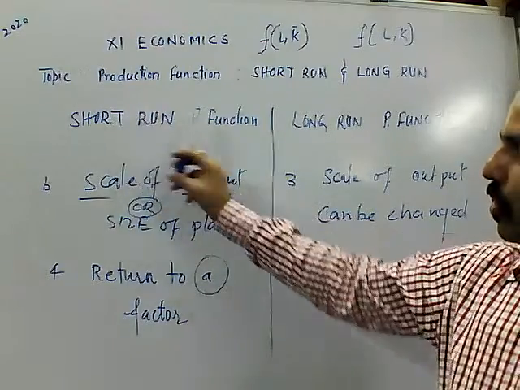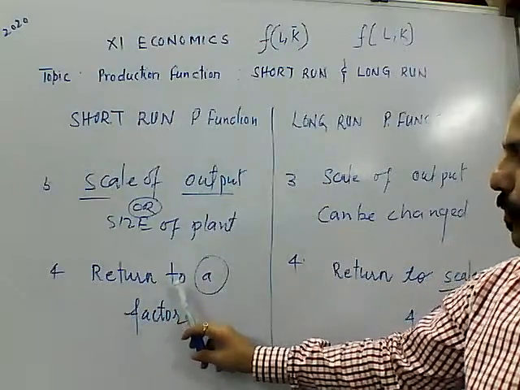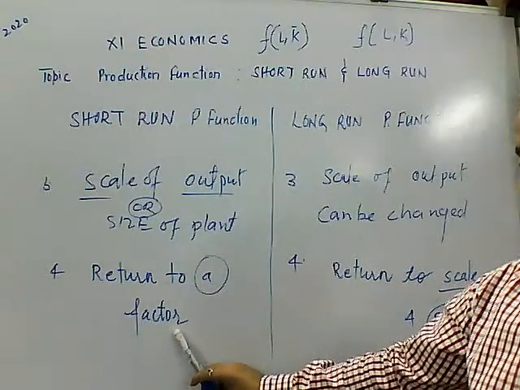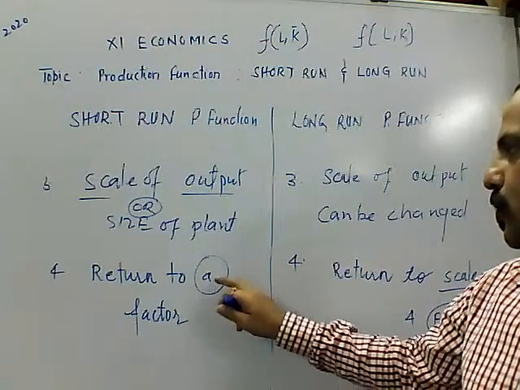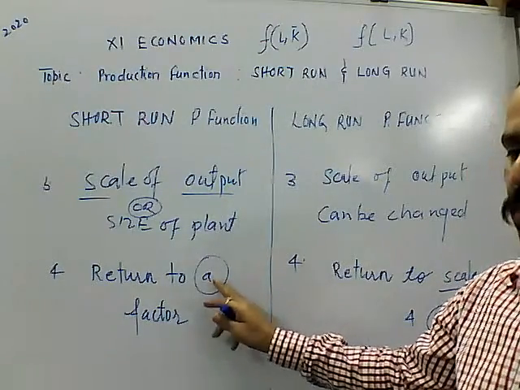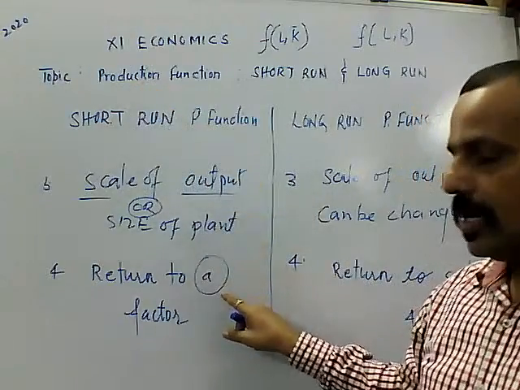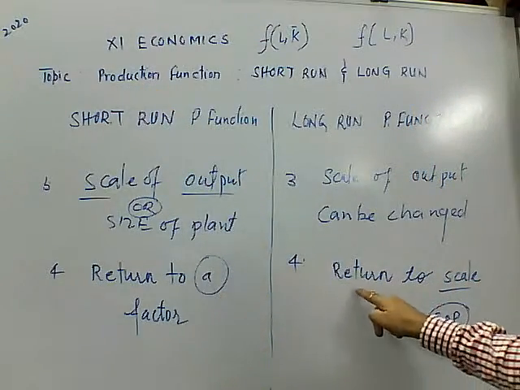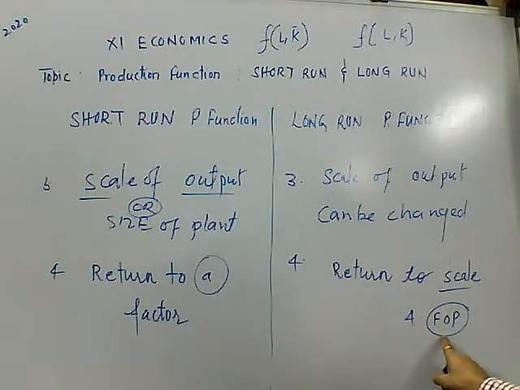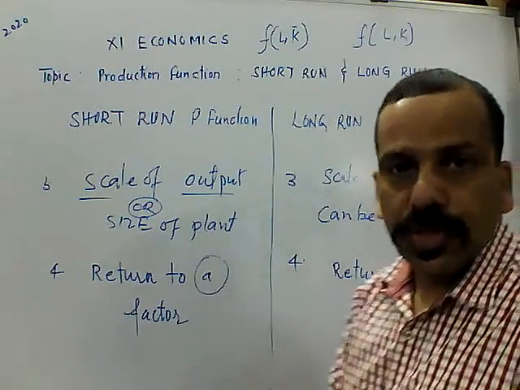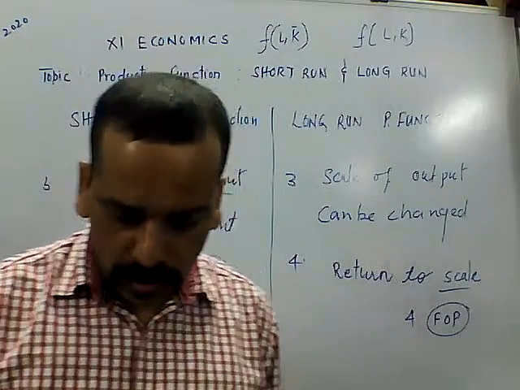When you talk about the fourth point, return, in the shorter period of time or short-run production function, that is related to the return to a factor. This can be described as a return to a factor, meaning variable labor only. So output, production, can be changed by labor only, whereas in the return to scale, all four factors of production are changed to change the output. So this is about your short-run and long-run production function.